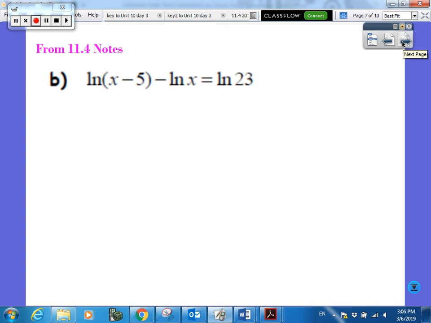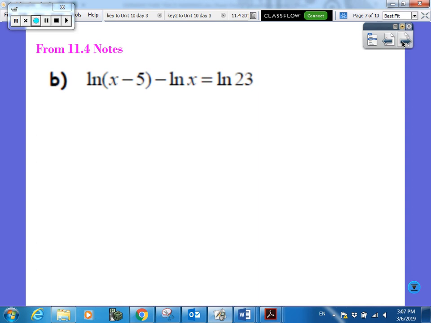All right, so yesterday's notes, when I redid the notes, I changed a few. I took some out of the notes. I put some problems on yesterday's that you couldn't do yet. Okay, so there's 3 problems from yesterday's notes that require you to use these laws. So this is letter B from yesterday's notes.